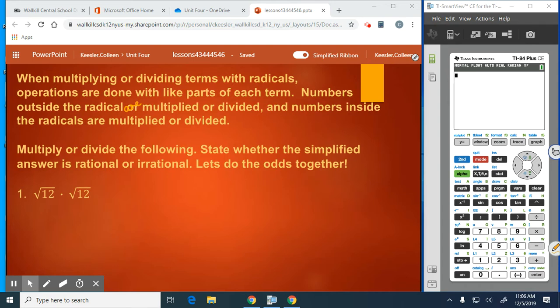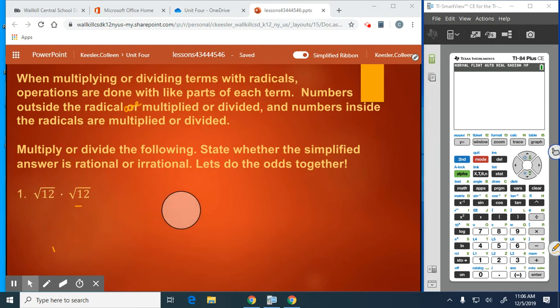So we can do 12 times 12, which makes this the square root of 144. And hopefully right away you recognize that the square root of 144 is 12. So by multiplying two of the same radicals together, it cancels out the radical because you're multiplying two numbers together, which makes a perfect square. So since we just have a whole number left over, this is a rational answer.